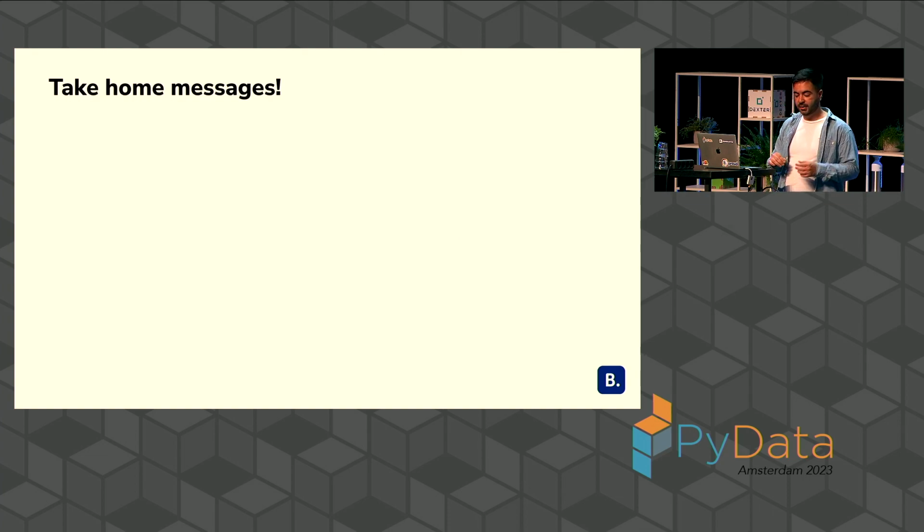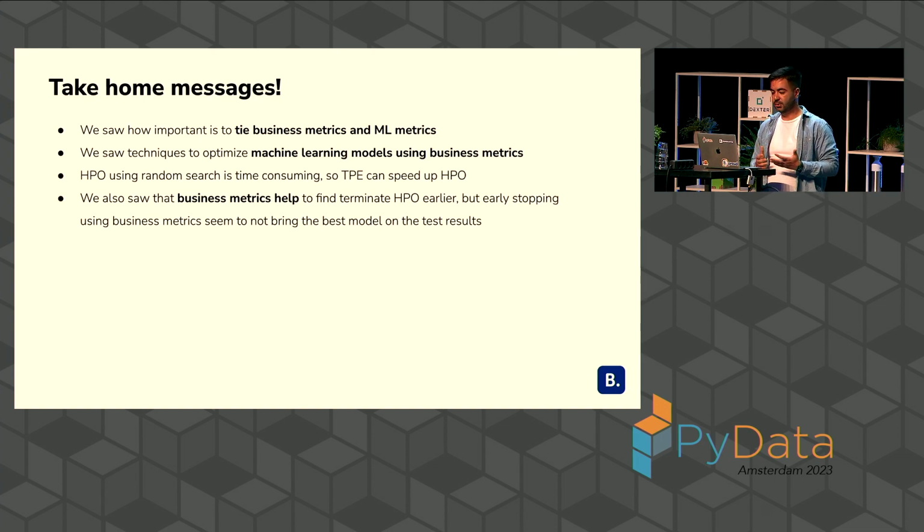So what would be the take-home message for this talk? We saw how important it is to tie the business metric and the ML metric. We saw techniques that we can use to optimize machine learning models using business metrics, and that hyperparameter tuning optimization using random search is time-consuming, so TPE can speed up your hyperparameter tuning optimization. We also saw that the business metric helps to terminate hyperparameter tuning earlier, and early stopping using the business metric does not always bring the best model.